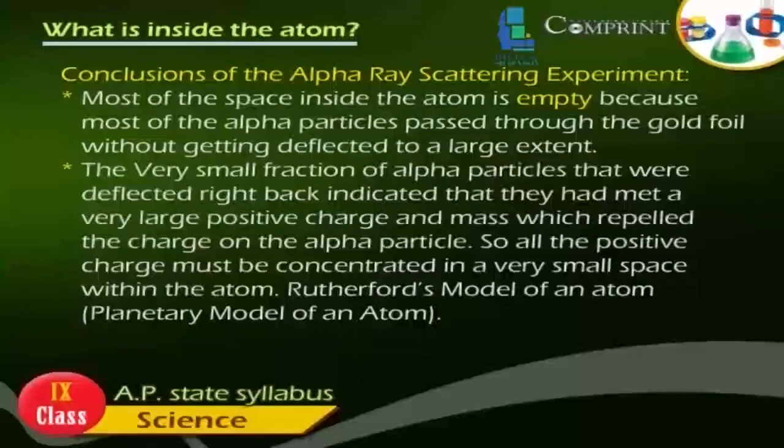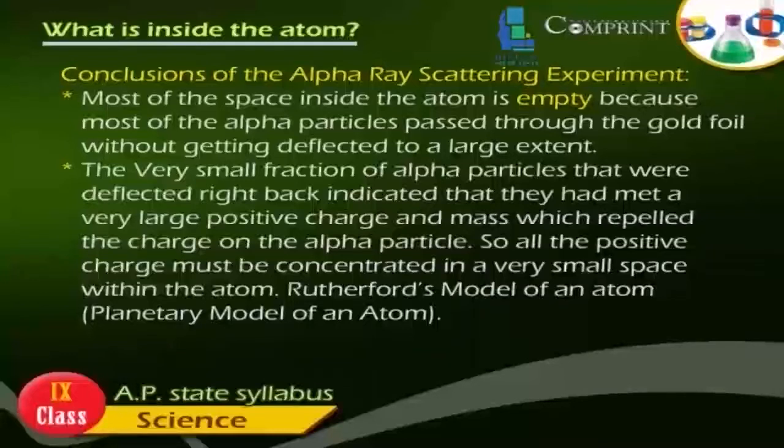Conclusion of the alpha ray scattering experiment. Most of the space inside the atom is empty because most of the alpha particles passed through the gold foil without getting deflected to a large extent. The very small fraction of alpha particles that were deflected right back indicated that they had met a very large positive charge and mass which repelled the alpha particles. So, all the positive charge must be concentrated in a very small space within the atom.